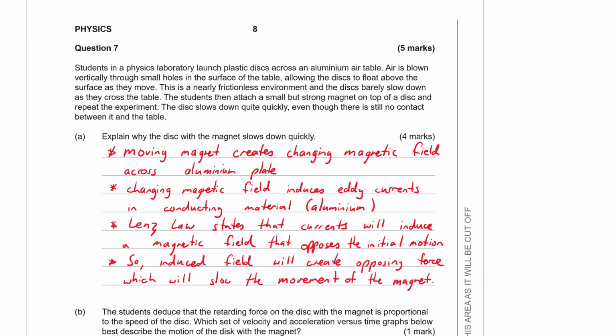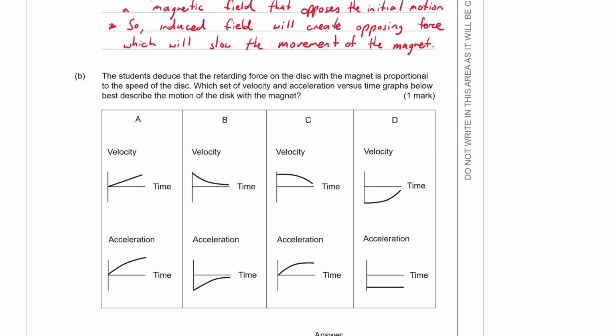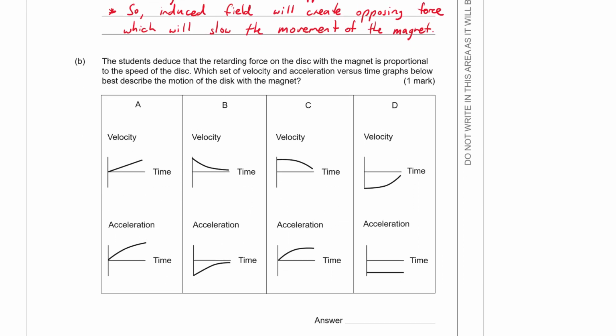And for part B, it's saying what would the velocity and acceleration graph look like? Well, looking at the graph, you can see that we'd expect the velocity to start off high, so it's either B or C, but the acceleration should always be opposing the motion, which means that it must be B.